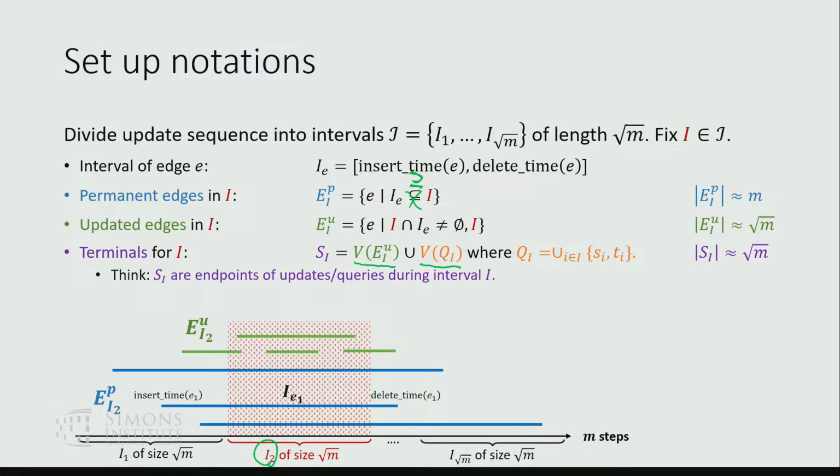This terminal set is of size root m too, because there are like root m updated queries in the interval I. So you can think like you have a graph, and if you look at some interval I2, there can be some updated edge within I2, some query, and yeah, the terminals for I2 is just all these endpoints. Okay.